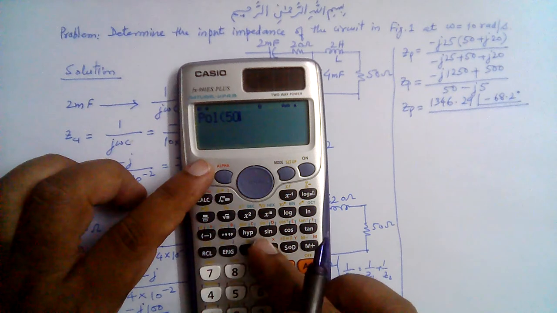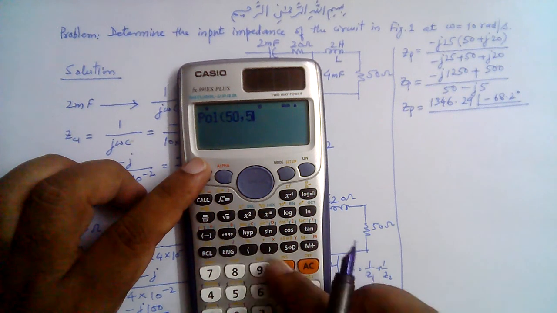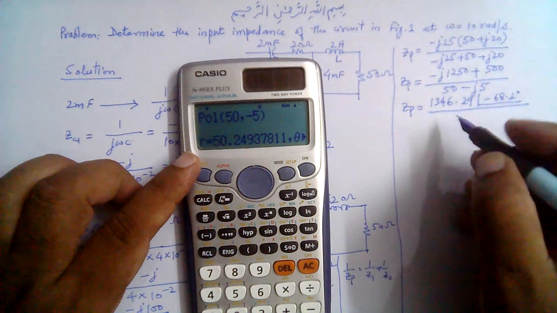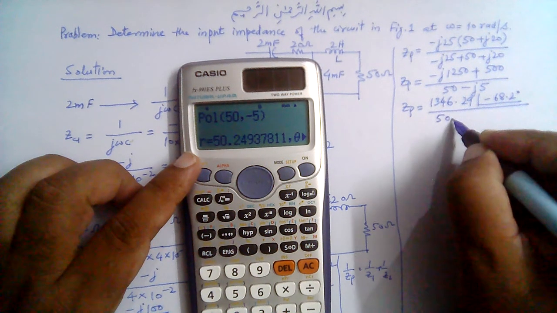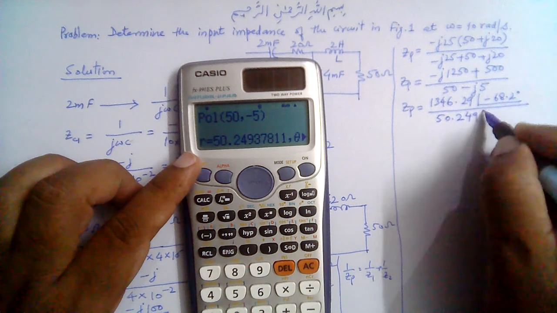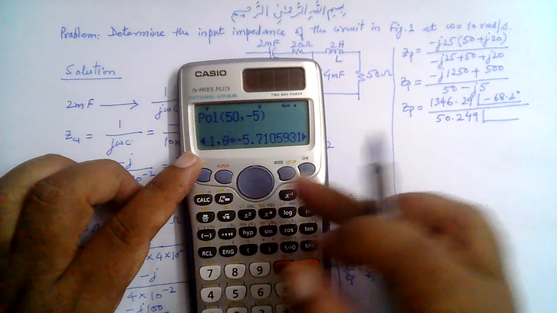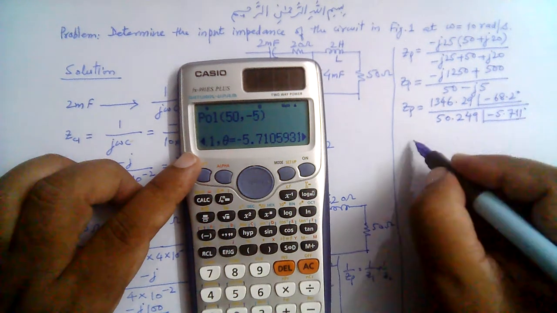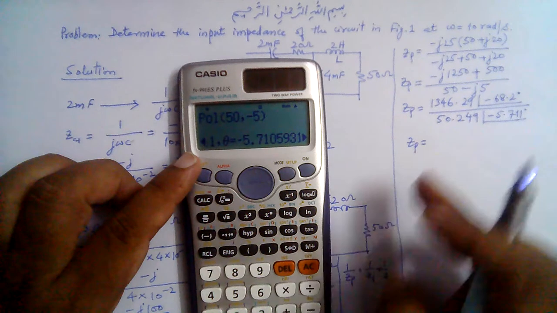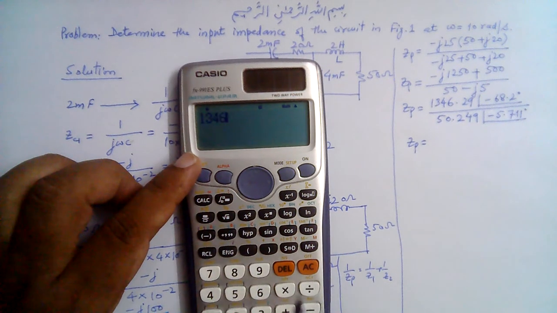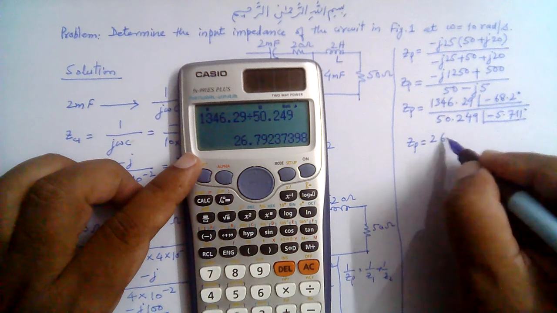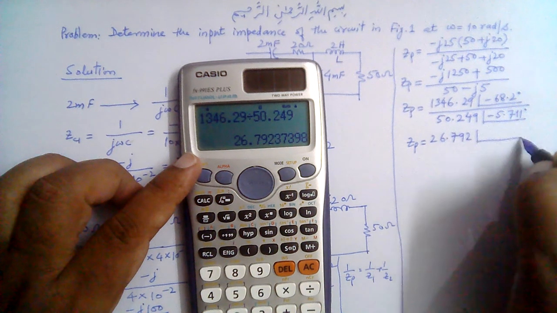50 minus J5, right? So that is 50.249 at an angle of minus 5.711 degrees. So we can divide the magnitudes: 1346.29 divided by 50.249, and that is 26.792, and the angle will be subtracted, right?